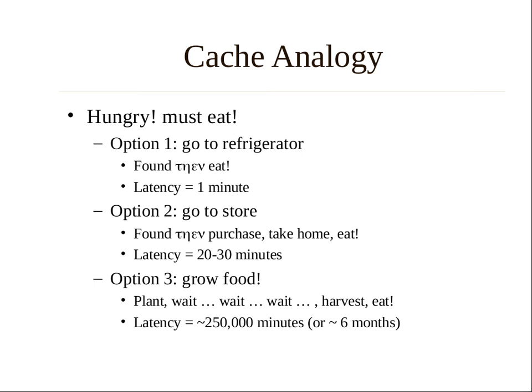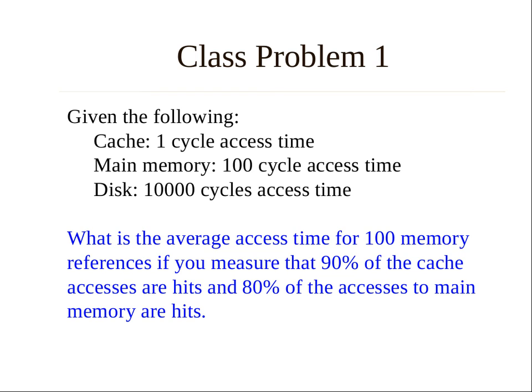That's kind of like your L2 cache, or main memory, somewhere in here. Option three is you buy seeds and you plant them, you grow it, you wait, and then you can harvest. This one sounds sustainable. So this is about 6 months. That's like your disk drive. Whenever you have to go to disk, that's like having to grow your own food. It's about the best analogy I've come across. Don't ever go to disk. It's terrible. Okay.